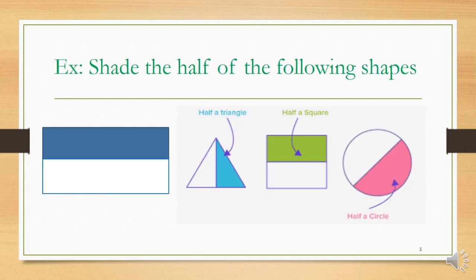For example, I have the rectangle. The rectangle is two parts, so I shaded half of it. I shaded one part out of the two parts. Same as the triangle, the square, and the circle.